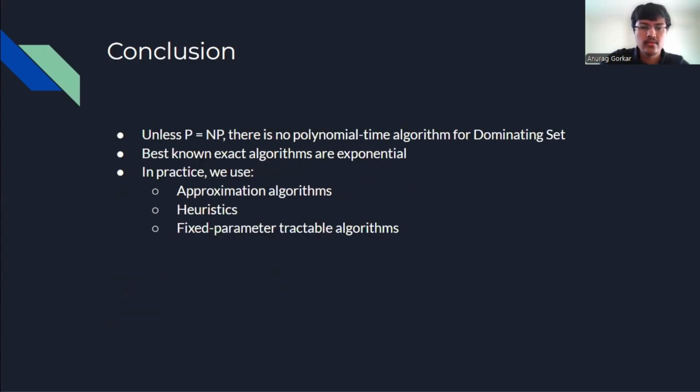In conclusion, unless P equals NP, we can't solve the dominating set problem in polynomial time. Exact solutions are said to be exponential. In real-world scenarios, we often use heuristics, approximations, or fixed-parameter algorithms to handle this challenge.